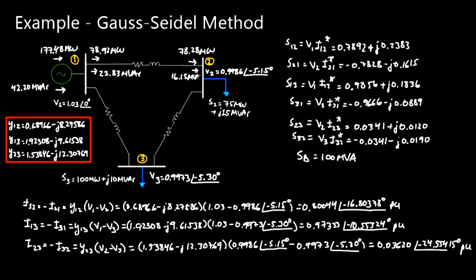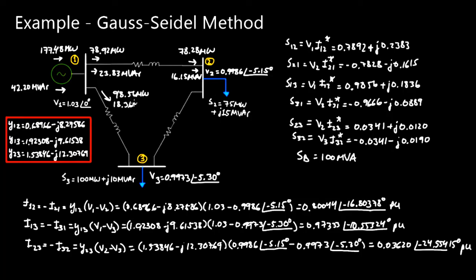Now S13 is over here, again positive in both the real part and the reactive part. So from bus 1 to bus 3 we would get a flow this way of 98.56 megawatts and 18.36 megavolt ampere reactive.